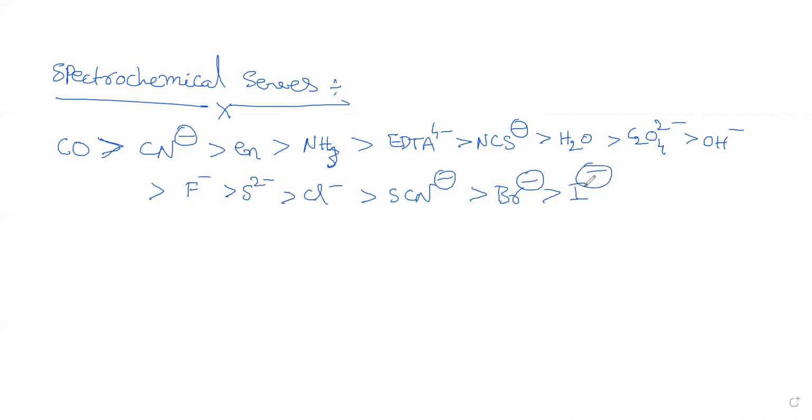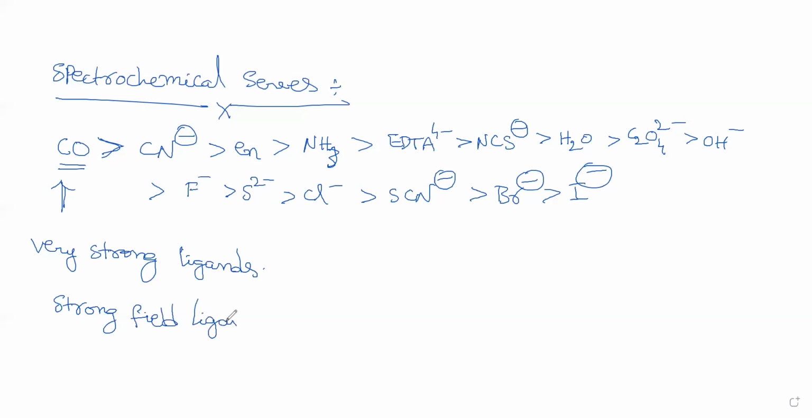So this is called the spectrochemical series. This is the order of the ligand field. So these are the strong ones, very strong ligands. They create a strong field, so they are also called strong field ligands.